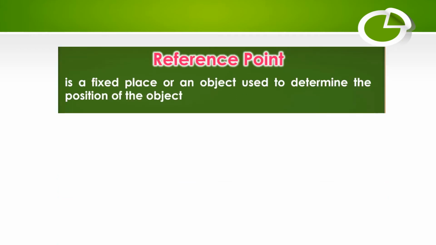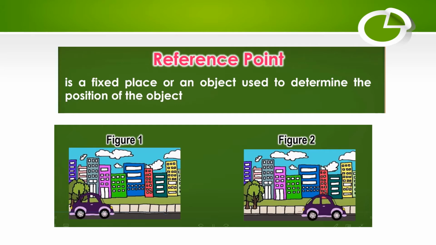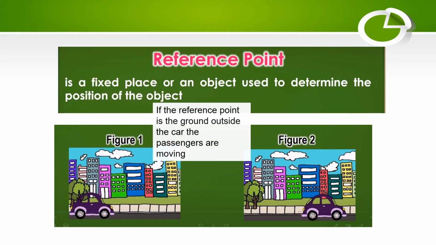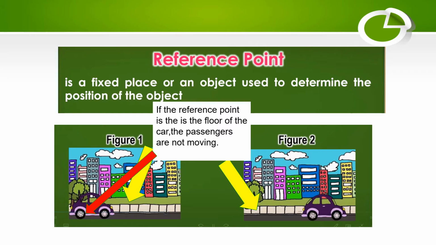So, next, what is a reference point? A reference point is a fixed place or object used to determine the position of the object. So I have here figure 1 and figure 2. If the reference point is outside the car, the passengers are moving. But if the reference point is the floor of the car, the passengers are not moving.